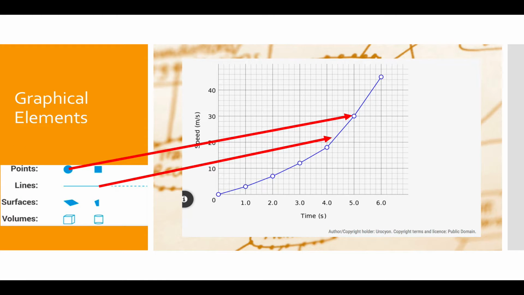Graphical elements are the visual elements that will appear in the spatial substrate, which means the elements that will appear on your canvas. There are four kinds of visual elements: points, lines, surfaces, and volumes. In our sample visualization, the graphical elements are the points and the line.